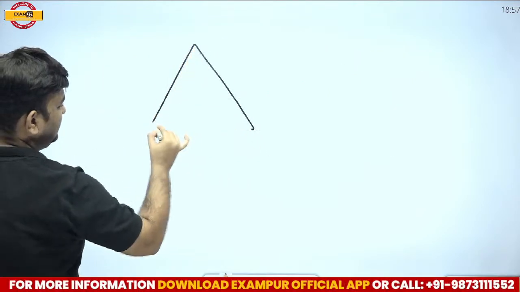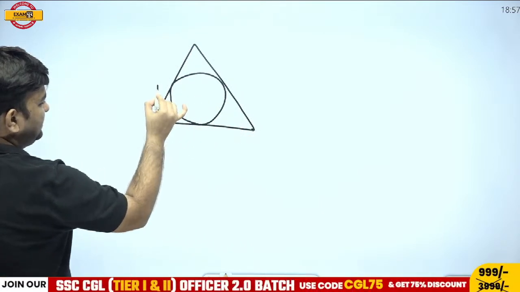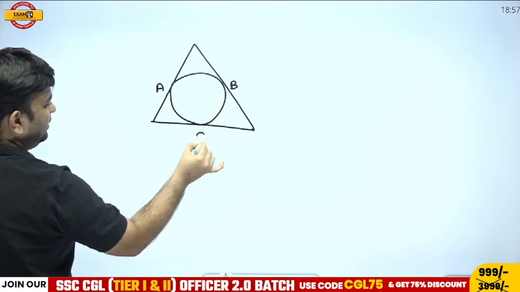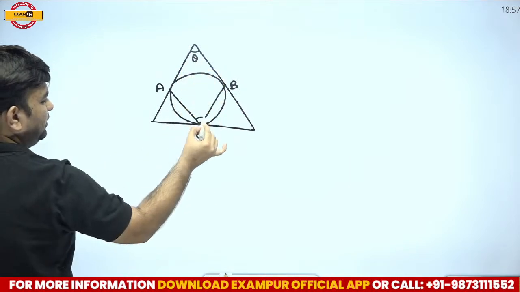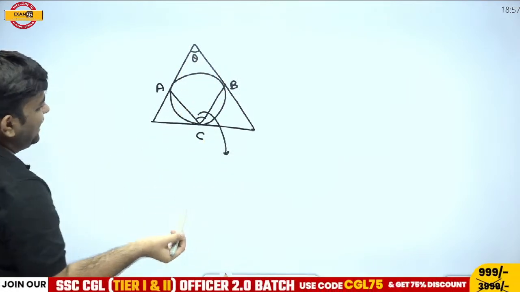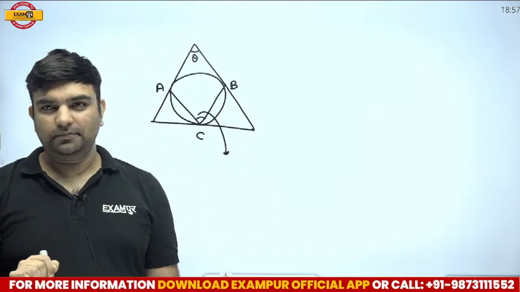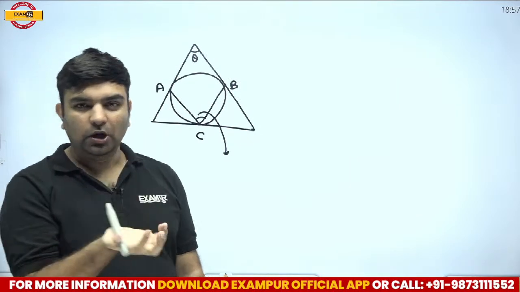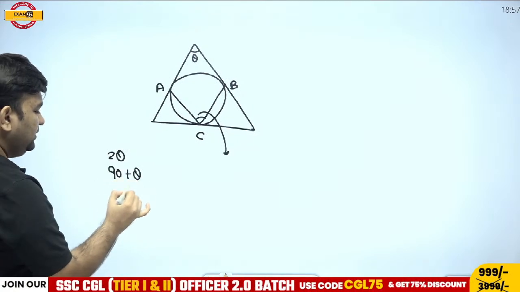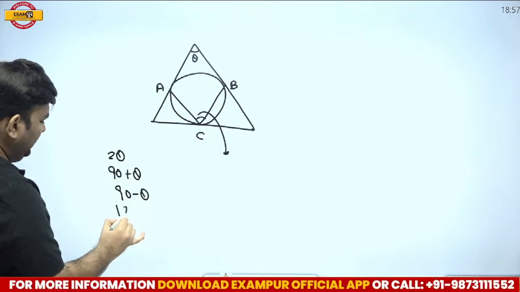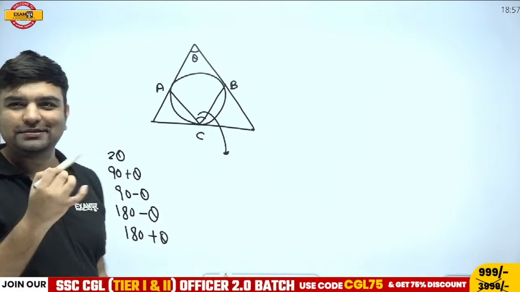In a triangle ABC, there is an incircle touching at points on the sides. What is angle ACB? If this is theta. 99%, this was the question. Options were again 2 theta, 90 plus theta, 90 minus theta, 180 minus theta, 180 plus theta. I don't remember, so I'm just putting it.